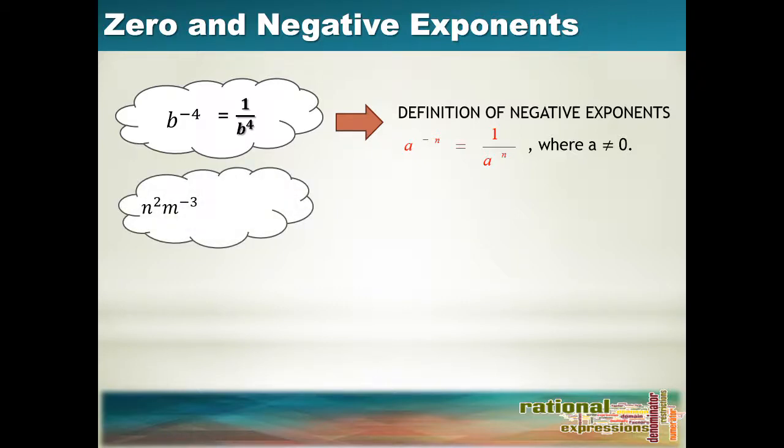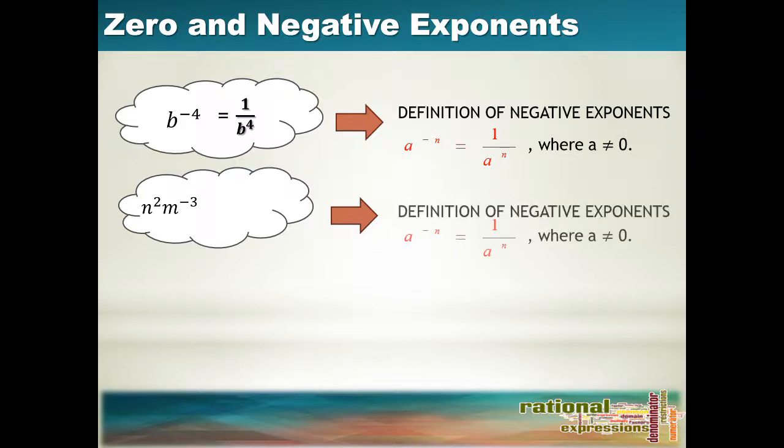Next, n squared m to the power of negative 3 is equal to n squared over m cubed. It is also from the definition of negative exponents. a raised to the power of negative n is equal to 1 over a raised to the power of n.